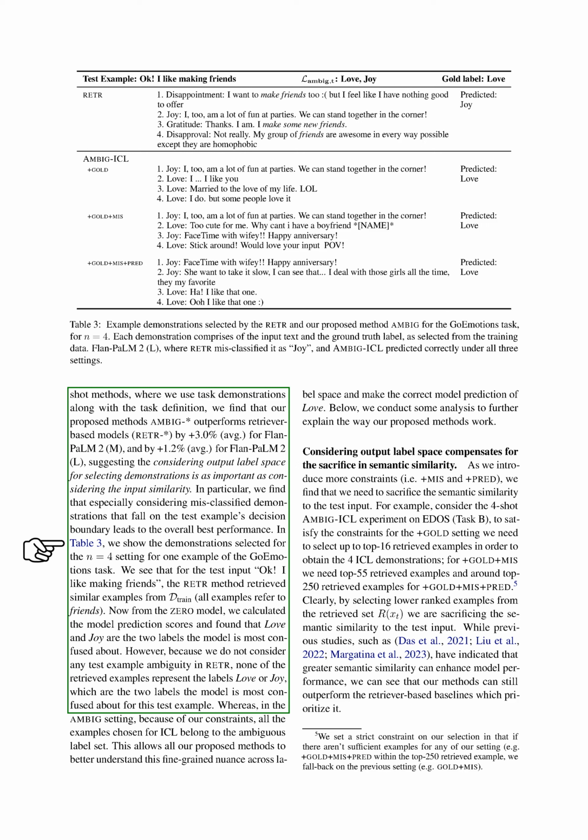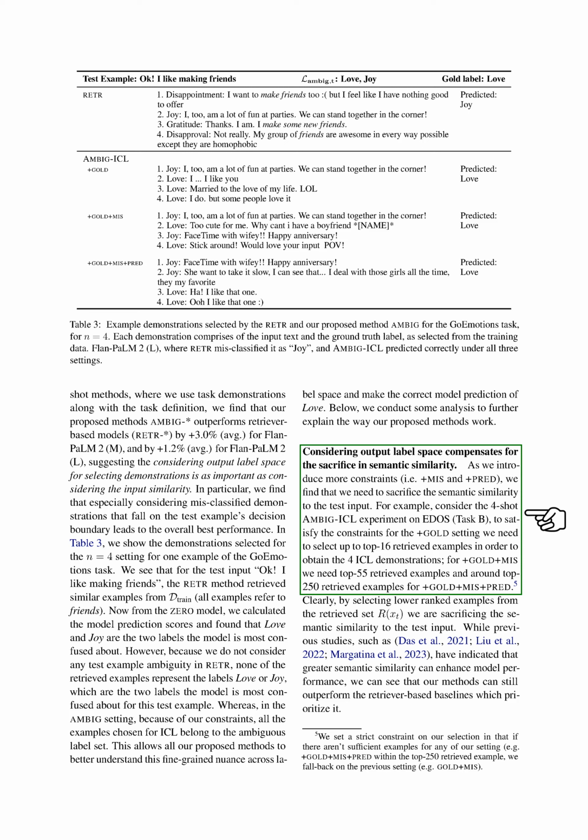We've also found that considering misclassified demonstrations that fall on the decision boundary of the test example can lead to the best performance. We've also noticed that as we introduce more constraints, we have to sacrifice semantic similarity to the test input. For example, in one of our experiments, we had to select up to the top 16 retrieved examples to get 4 demonstrations that satisfied our constraints. For another constraint, we had to go up to the top 55, and for yet another, up to the top 250. While previous studies have suggested that greater semantic similarity can enhance model performance, our results show that our methods can still outperform those that prioritize semantic similarity.